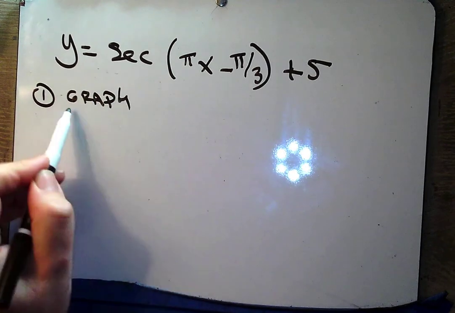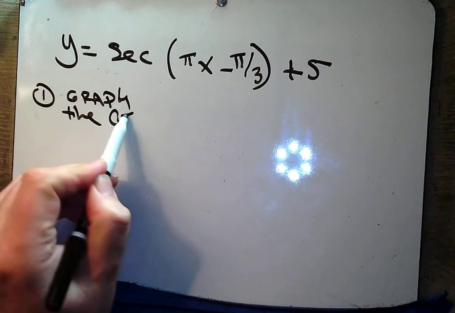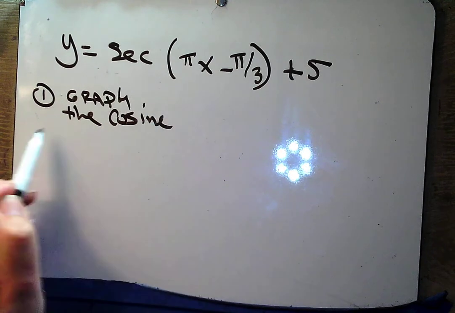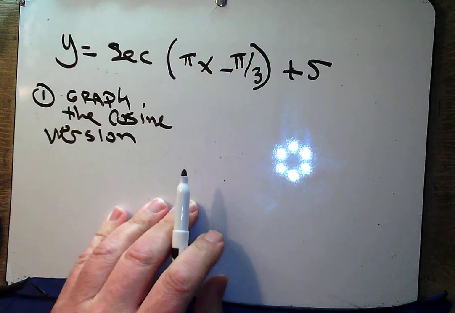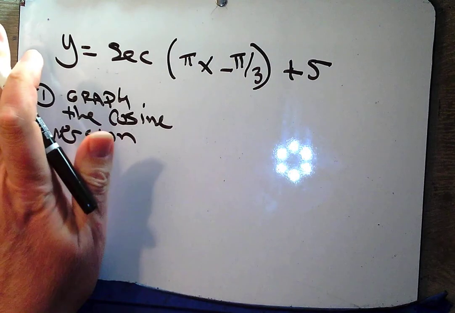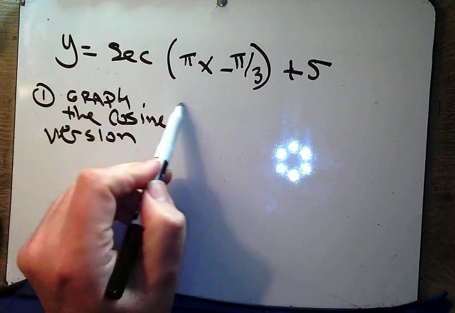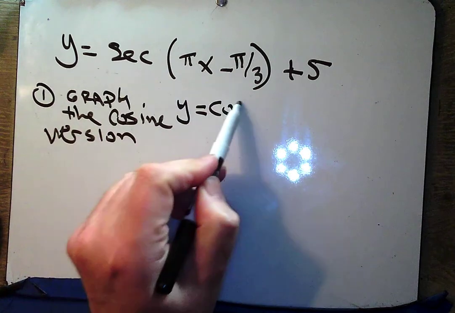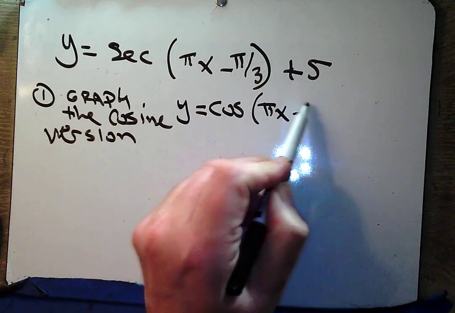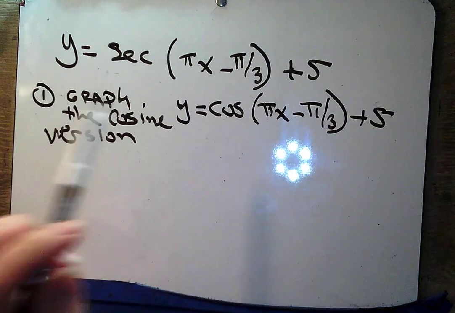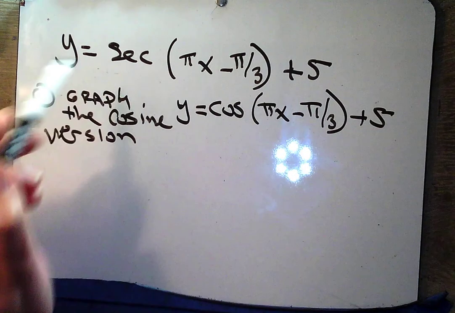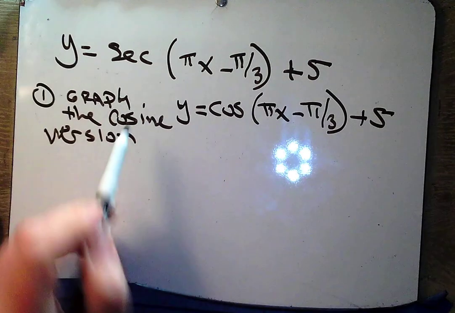graph the cosine version. I know this is secant, but I'm going to hold off on worrying about secant. Instead, I'm going to graph y equals cosine pi x minus pi over 3 plus 5. Now, heads up, if this were cosecant, then I would say graph the sine version.